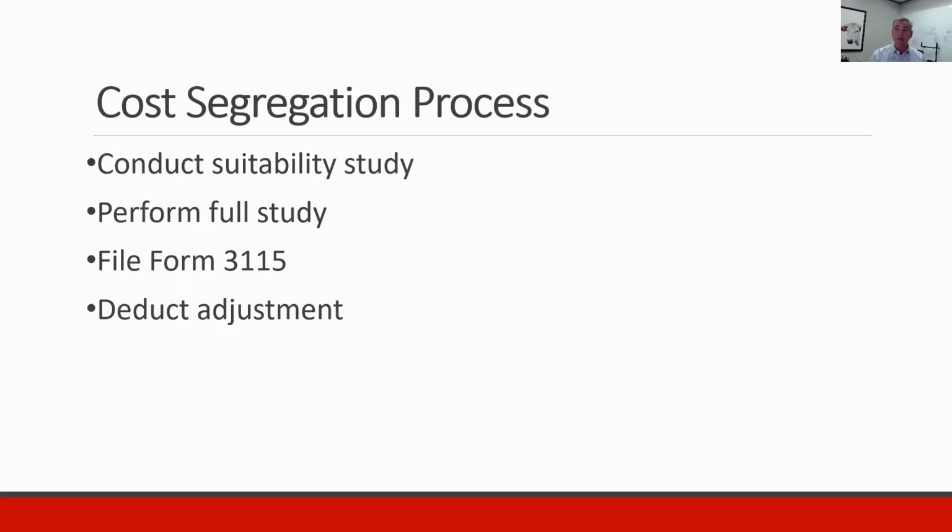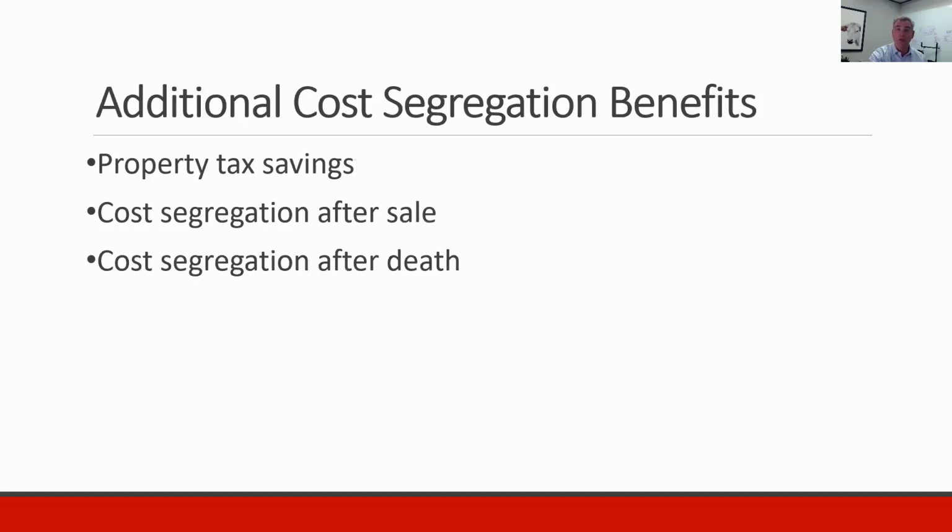If the savings they estimate are enough to justify a full-blown study, they'll quote a fee and you'll make a go or no-go decision. If you decide to go, they'll send an engineer out to review your blueprints, mechanical and electrical plans, and similar documents. They'll physically inspect your property and allocate the cost. And then they'll create a study. The study details everything. And finally, you'll deduct the adjustment on your personal return.